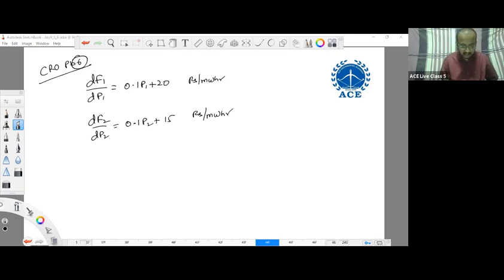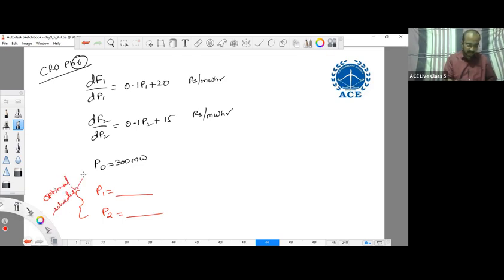What is the load? PD is 300 megawatt. Now find the optimal scheduling: P1 is how much, and P2 is how much? So how do you find the solution for this? What is the coordination equation for economic operation?